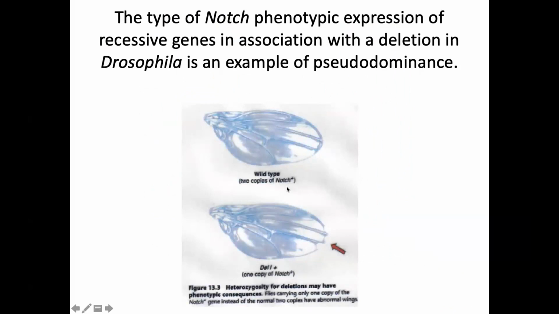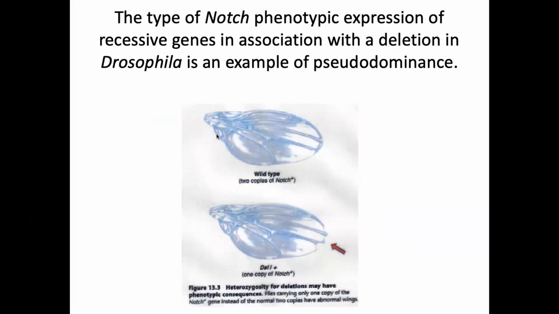That is a gene that contributes to wing formation. Okay, and so this is what a normal wing looks like when you have two copies of the Notch gene, one on each member of a homologous pair of chromosomes within the Drosophila genome. So normal, two copies on that chromosome.